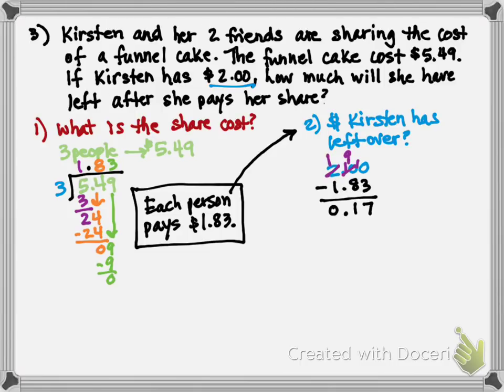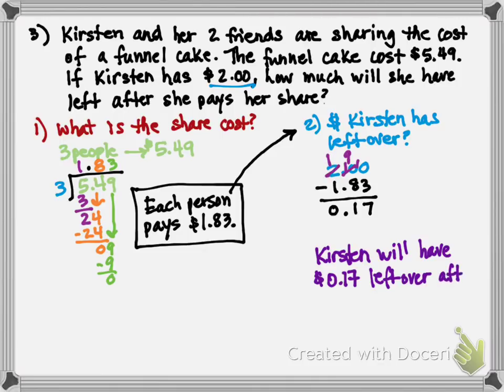So, for our final answer, Kirsten will have 17 cents left over after paying her share of the funnel cake.